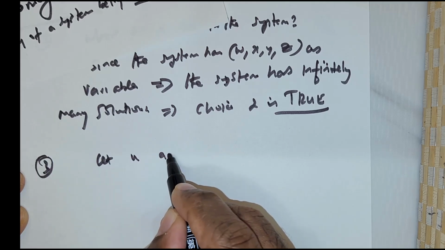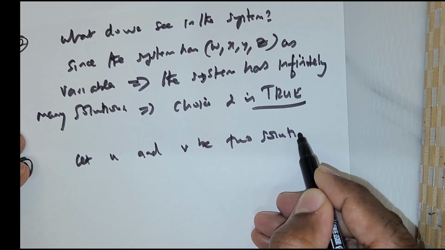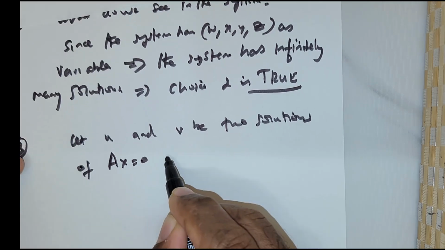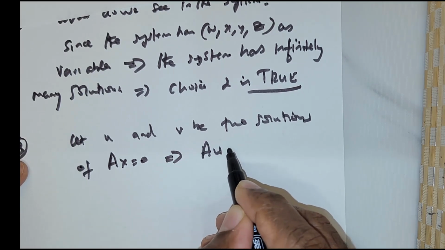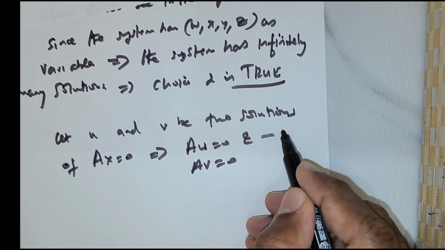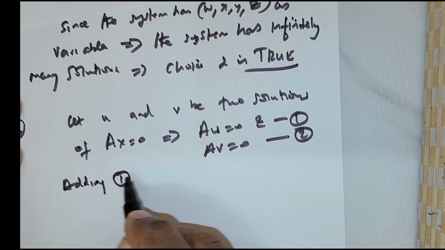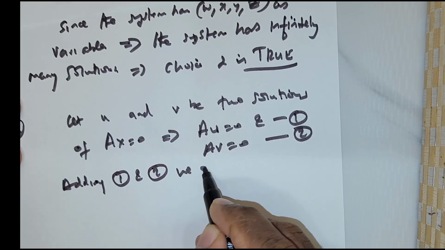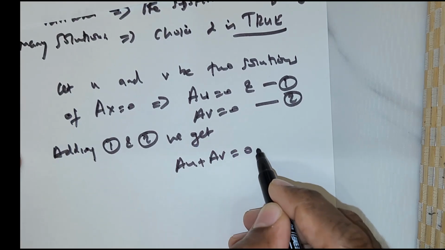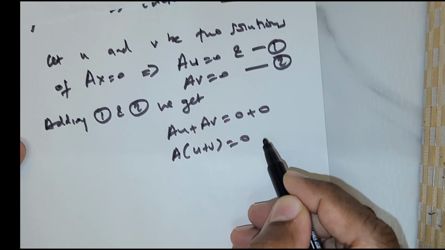Let U and V be two solutions of Ax equals 0. So this means AU is equal to 0 and AV is equal to 0. This is 1 and this is 2. Adding 1 and 2, we get AU plus AV is equal to 0 plus 0. This can be rewritten as A of U plus V is equal to 0.